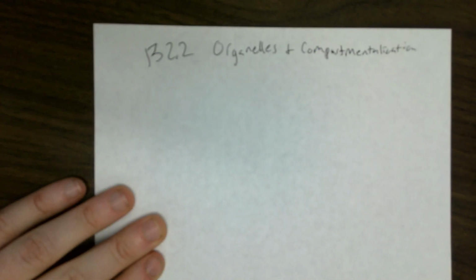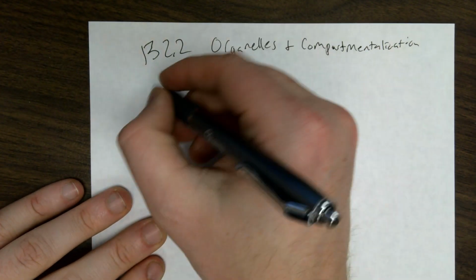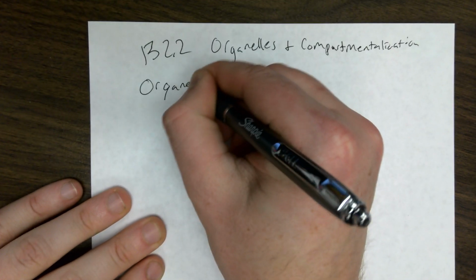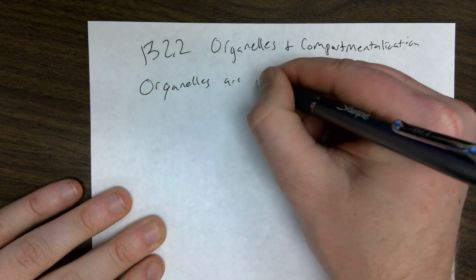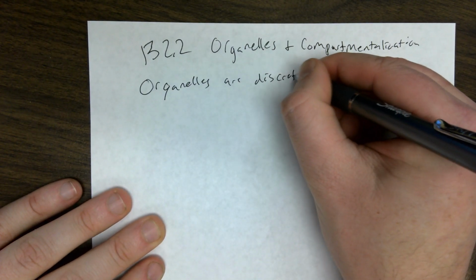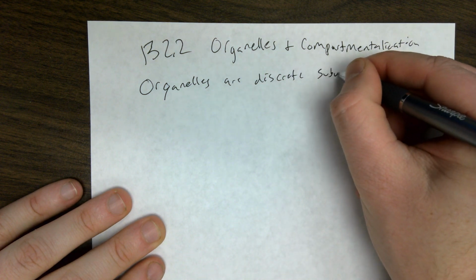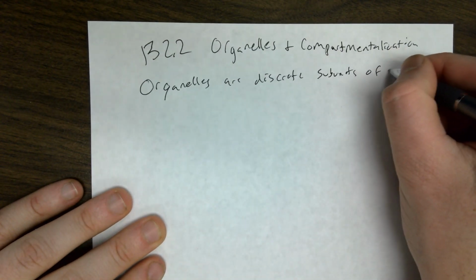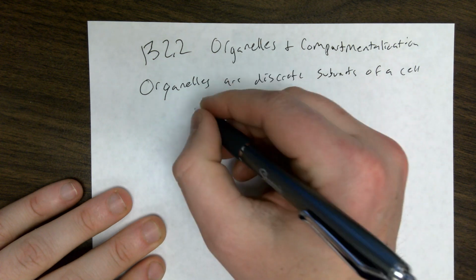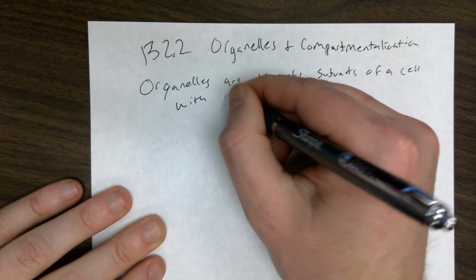So, what are organelles? Organelles are discrete subunits of a cell with specific functions.